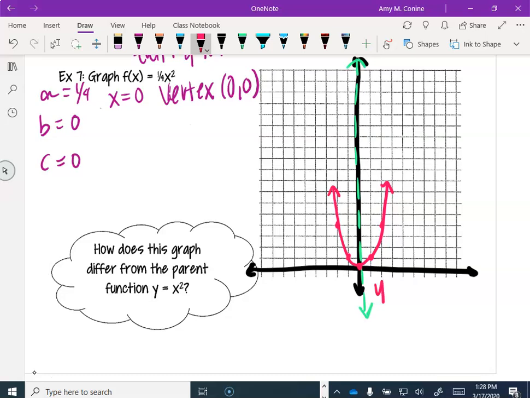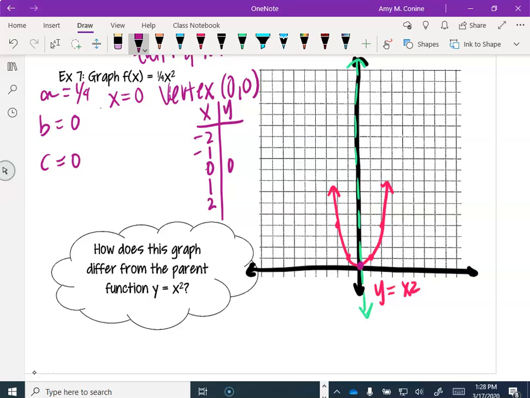Okay, so that's my parent function, y equals x squared. My purple is going to be my new function, so they have the same vertex. So now I'm going to use some points to see where we're at with this particular one. I'm going to use these points, the -2 to +2, and kind of see what happens.